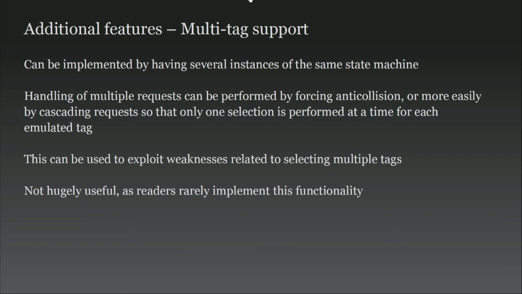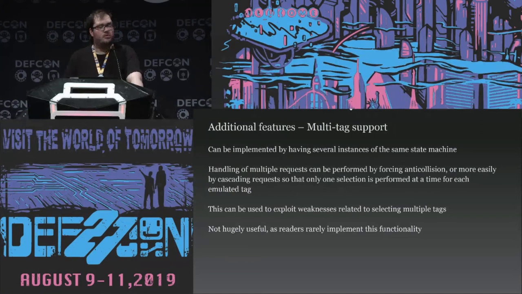This could have caused authentication issues, communication issues, and make the thing just get very confused. So this can be handled by just taking the same state machine that was being created and making sure that the responses matched what would happen if there were two tags in the field. So this would be either forcing anti-collision by sending randomized data when selections were made, or by cascading requests, so one tag was selected, wait for it to be selected, and then bring up the other one in it. There was not a huge amount of weaknesses I could find with this, but I thought it was quite interesting.